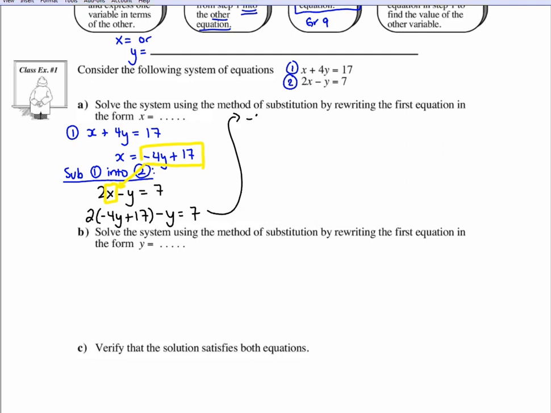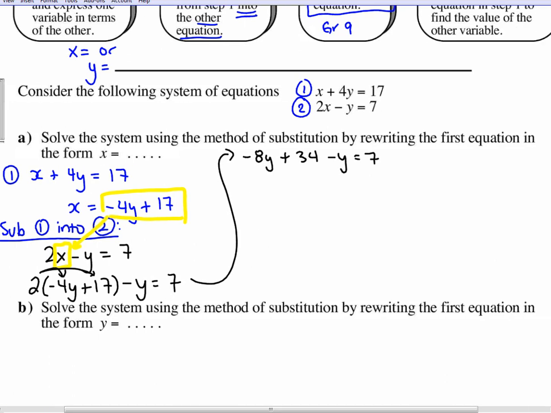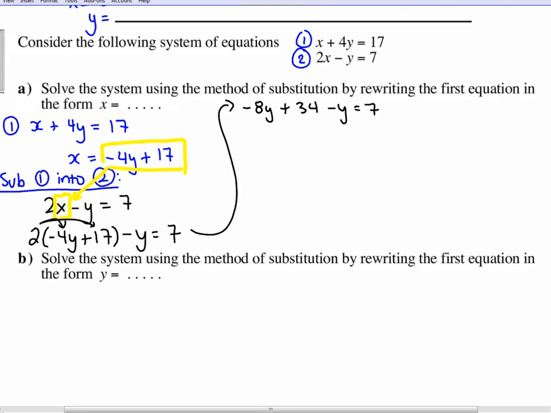Distribution, negative 8y plus, so we're distributing here, 17 times 2, 34, and then minus y equals 7. I'm going to zoom in for you a little bit. So collecting like terms, negative y minus y. This is what? Grade 9 math, right?